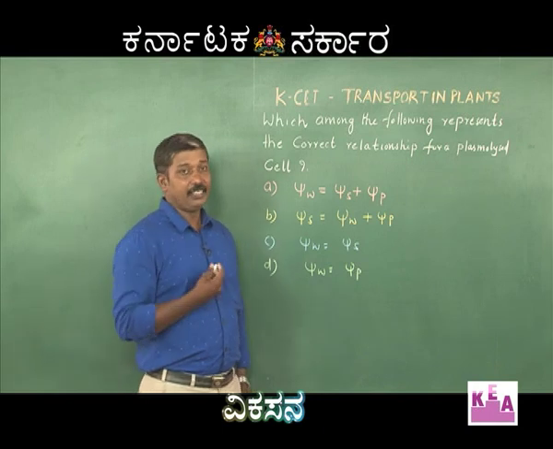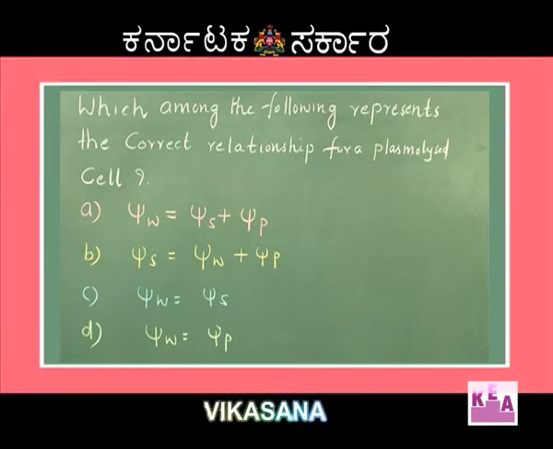So the next question is, which among the following represents the correct relationship for a plasmolysed cell? Options are psi of water equals psi of solute plus psi of P, or solute potential plus pressure potential. Second option, solute potential equals water potential plus pressure potential. Third option, water potential equals solute potential. Fourth option, water potential equals pressure potential.